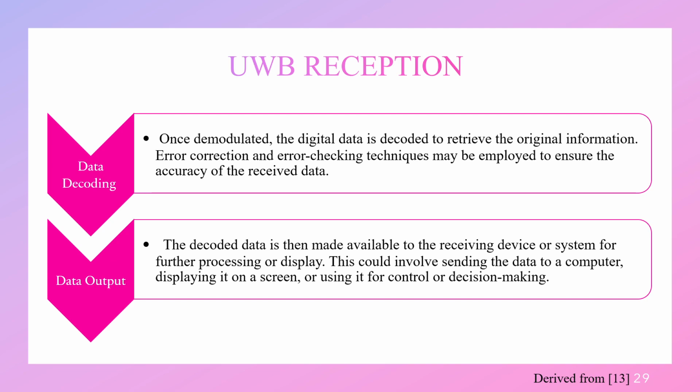Once demodulated, the digital data is decoded to retrieve the original information. Error correction and error checking techniques may be employed to ensure the accuracy of the received data. The last step of the UWB reception is the data output. The decoded data is then made available to the receiving device or system for further processing or display. This could involve sending the data to a computer, displaying it on a screen, or using it for control or decision making.